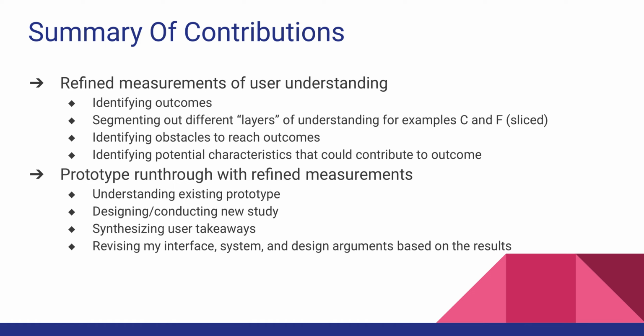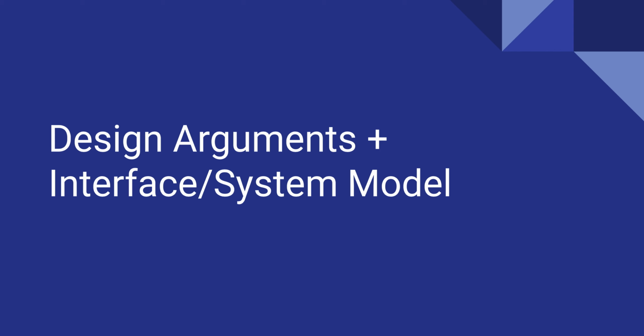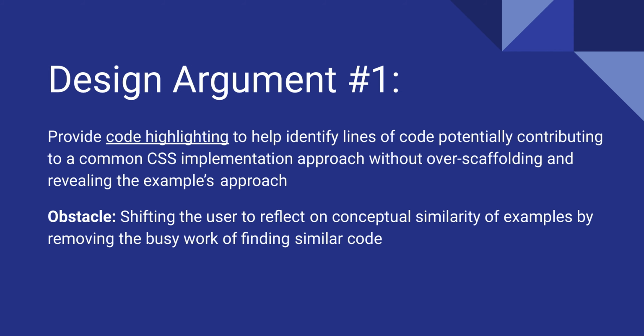Finally, once I came up with the refined measurements, I ran the prototype with the refined measurements by designing and conducting a new study, synthesizing user takeaways, and then finally revising my interface system and design arguments. So without further ado, let's go through it. Let's go through design arguments and interface and system model first. Most of this is relatively familiar from the past quarter because the prototype characteristics haven't been changed too much.